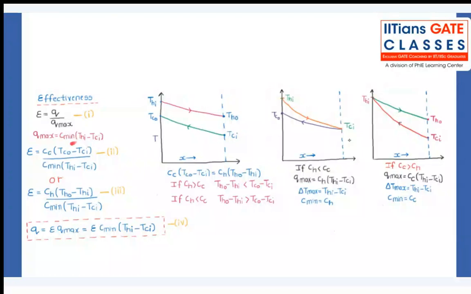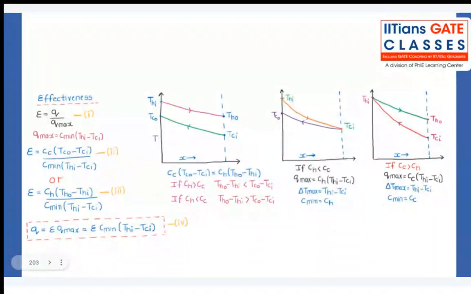So I can define effectiveness as Q gained by cold fluid, CC (TC naught minus TCI), upon C min (THI minus TCI), or heat lost by the hot fluid, because both are same only, right? CH (TH naught minus TCI) over C min (THI minus TCI). I can take this expression as Q equals epsilon Q max, and substitute this relation and say Q is epsilon C min (THI minus TCI).